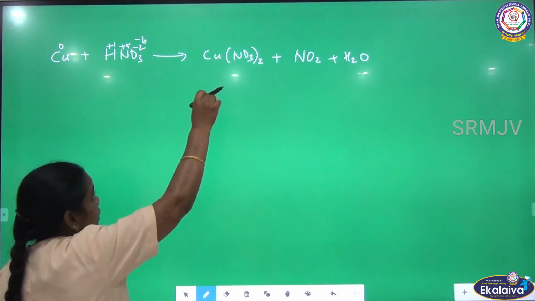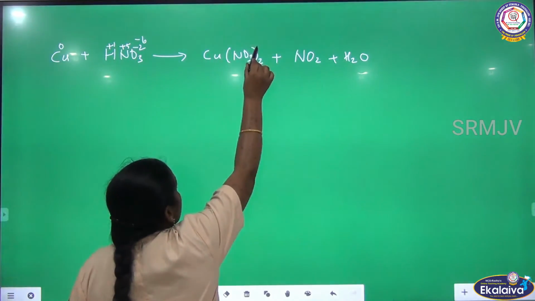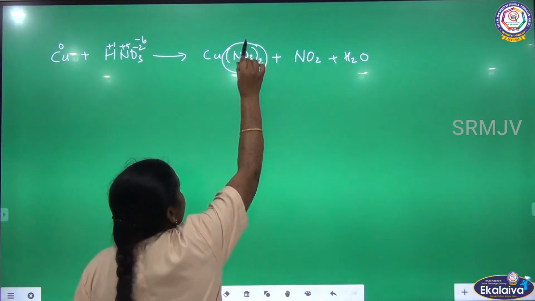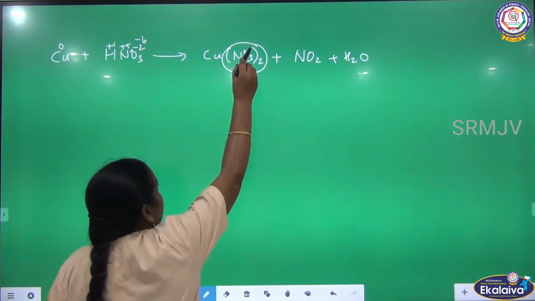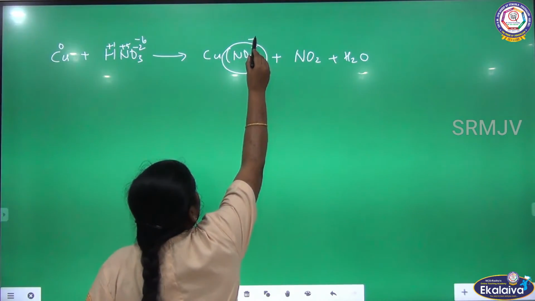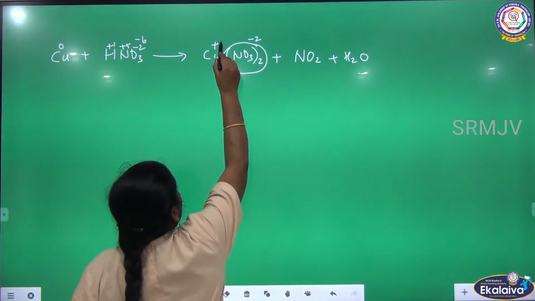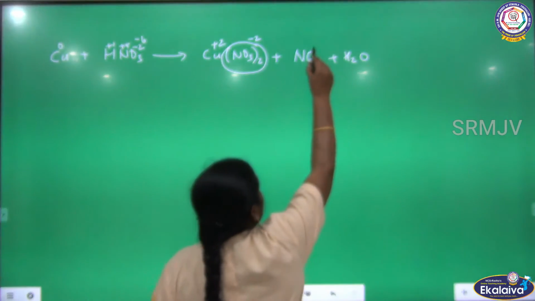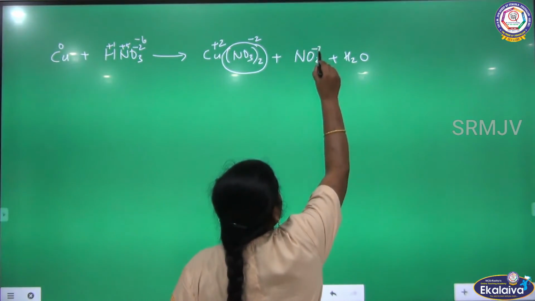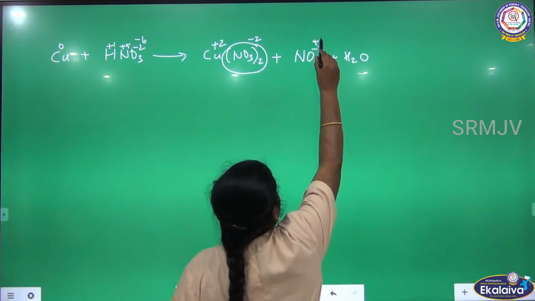And next, come to the nitrate group. The nitrate group has a charge of -1. So how many nitrate groups here? 2, so -2. This becomes +2 for copper. And next, oxygen. The oxidation state of oxygen is -2 in this compound.